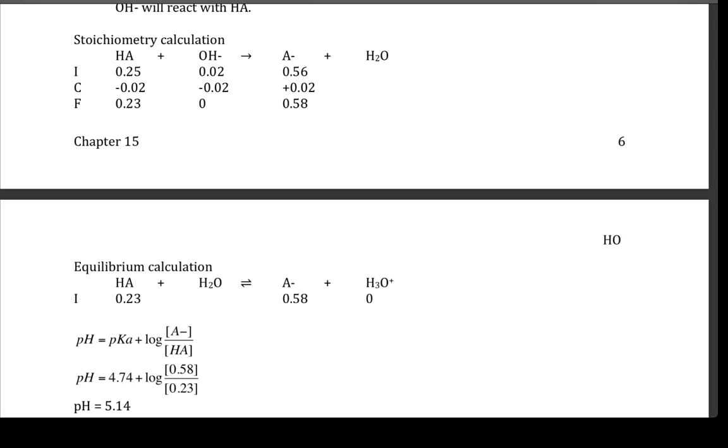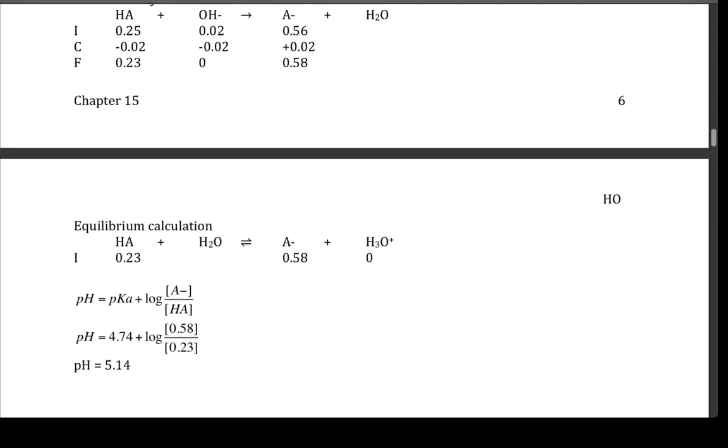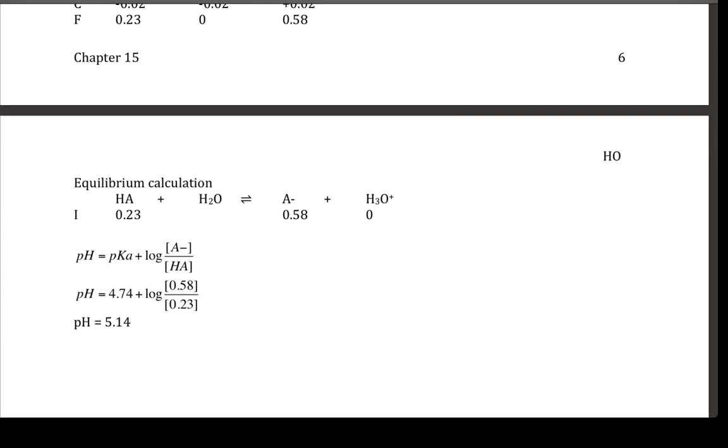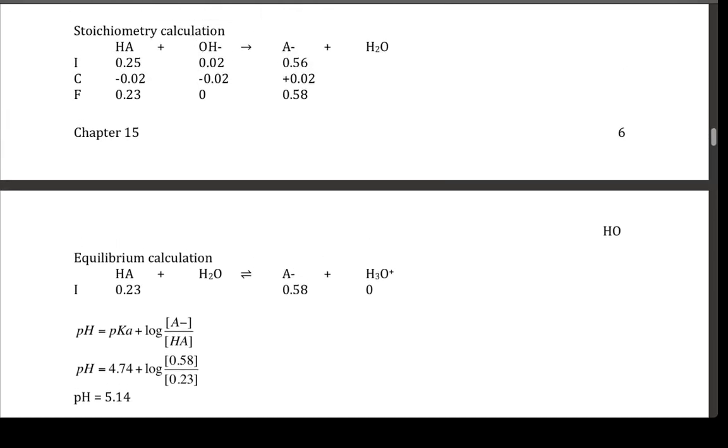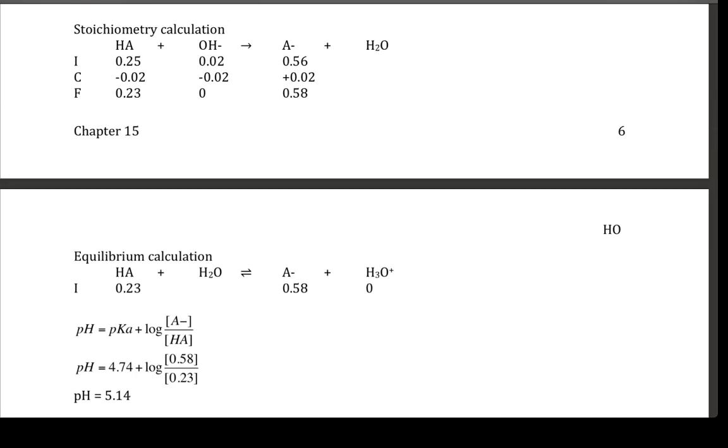Now we go to the equilibrium calculation where we put those amounts following that reaction. We write out the equilibrium reaction as before, HA plus H2O in equilibrium with A minus plus H3O+. Notice that no matter what the stoichiometry calculation reaction is, we go back to the way we're used to seeing that buffer reaction. Okay, so we put in the amounts, 0.23 molar, 0.58 molar.